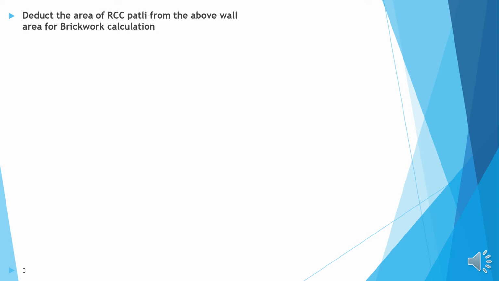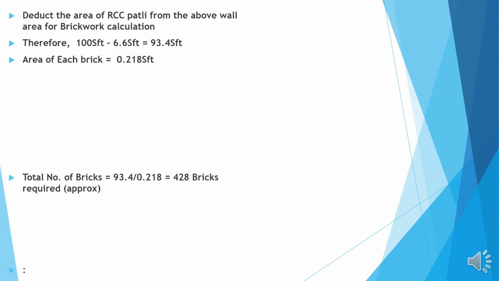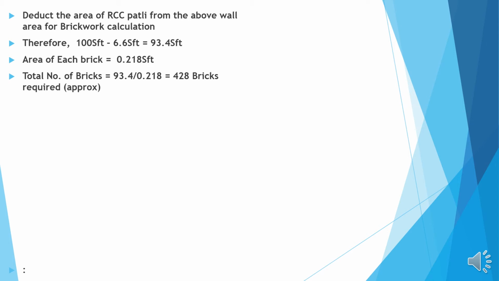Deduct the area of the RCC partly from the brickwork area. Therefore, 100 square feet of brickwork becomes 93.4 square feet of area after deducting the 6.6 square feet of the partly. Area of each brick is 0.218 SFT. Total number of bricks is 93.4 divided by 0.218, so approximately 428 bricks are required. So for a 10 feet by 10 feet wall with the 2 partleys, we require 428 bricks.